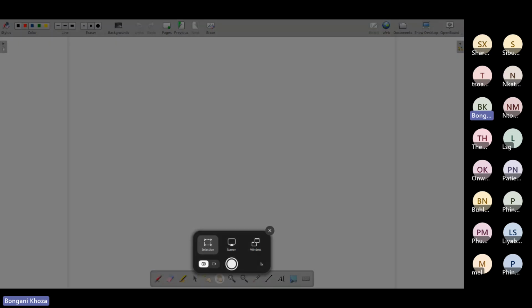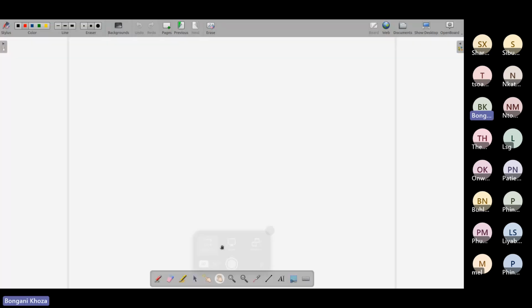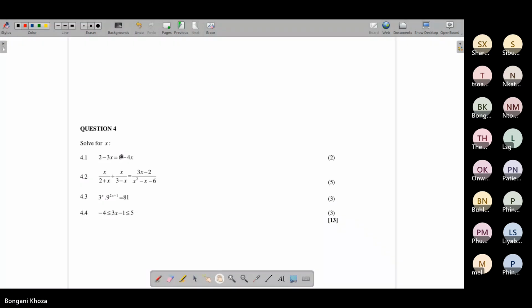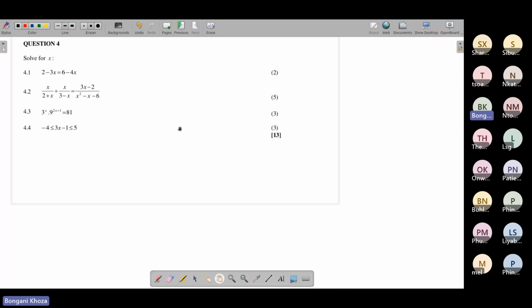Question 4. Question 4 is a solve for x question, so you have an equal sign over there. We're given 2 minus 3x equals 6 minus 4x. You can take everything with a variable to one side: 4x minus 3x equals 6 minus 2.